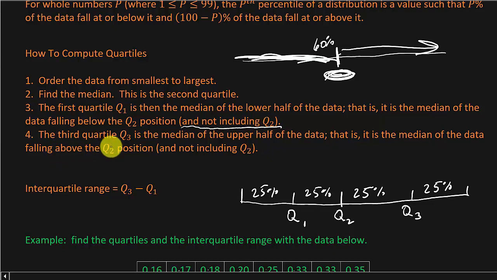And then the third quartile, Q3, is the median of the upper half of the data. That is, it is the median of the data falling above the Q2 position and not including Q2. And then we have the interquartile range, which is Q3 minus Q1, the third quartile minus the first quartile. The interquartile range tells us the spread of the middle half of the data. But let's get into some examples.